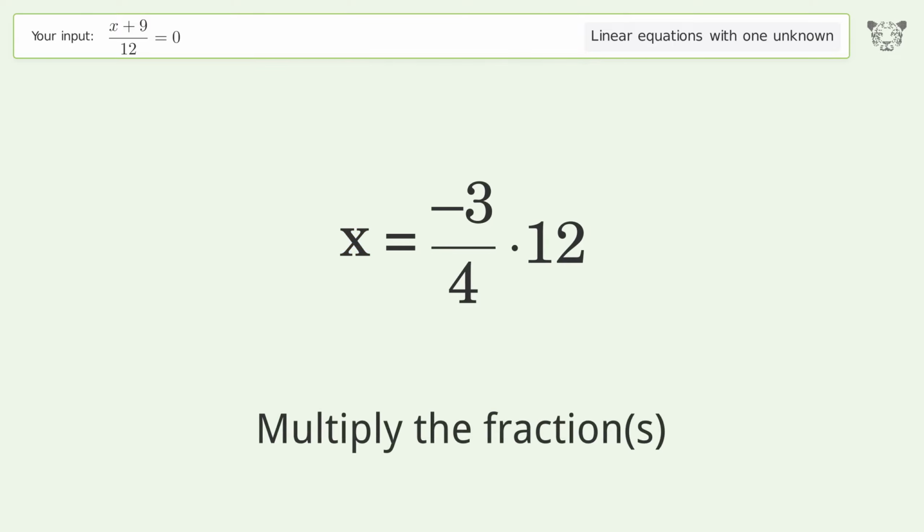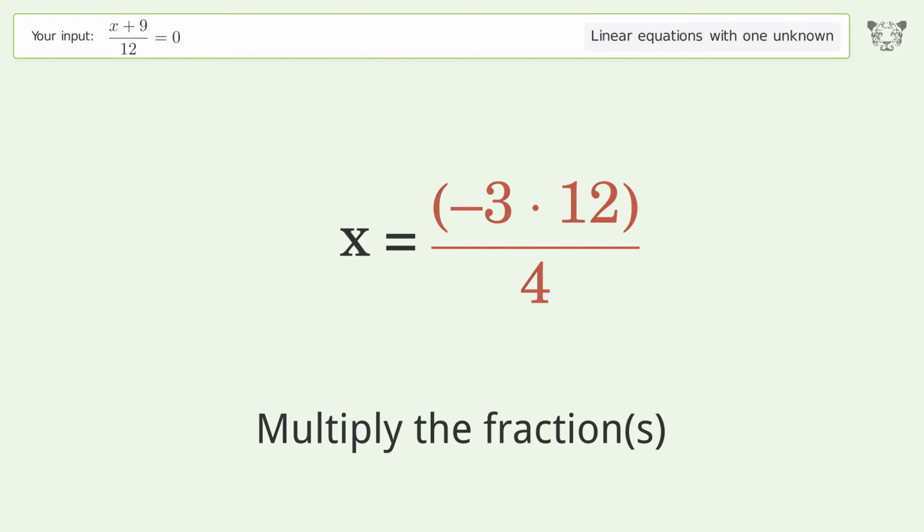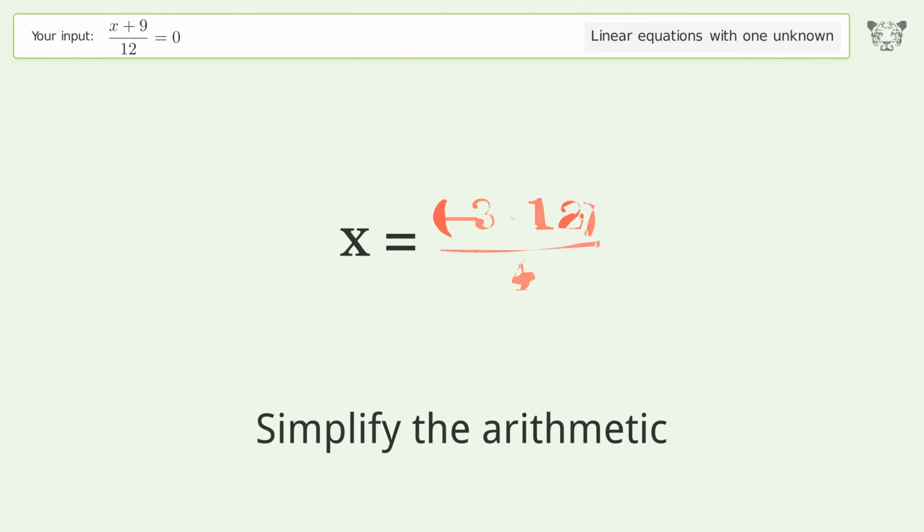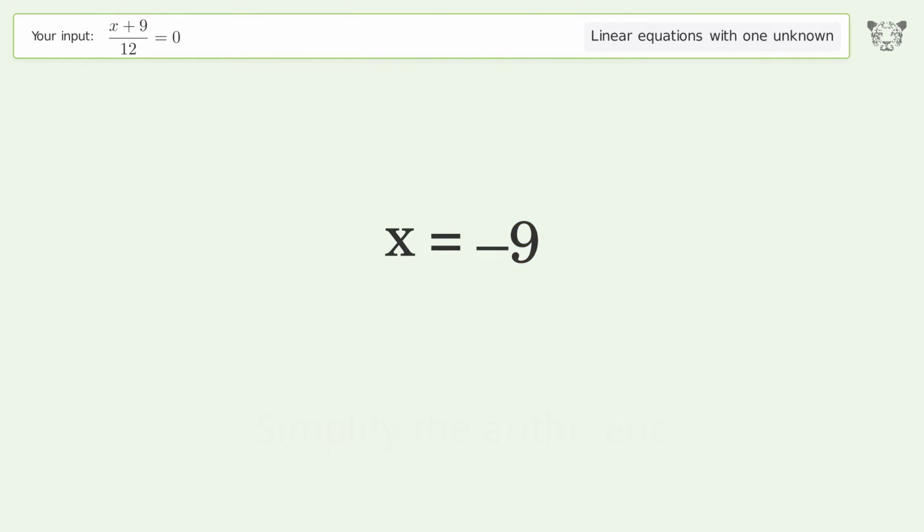Multiply the fractions. Simplify the arithmetic. And so the final result is x equals -9.